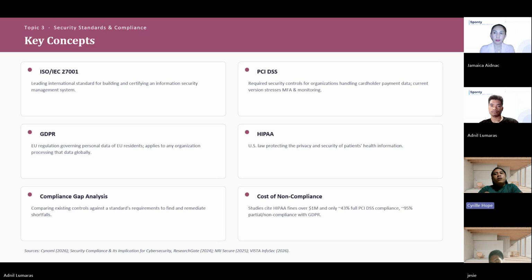Given that full compliance is difficult even for large, well-funded organizations, how should a small business or startup prioritize which standard to pursue first if it can't do everything at once? Well, we'll take a couple of answers before wrapping up.